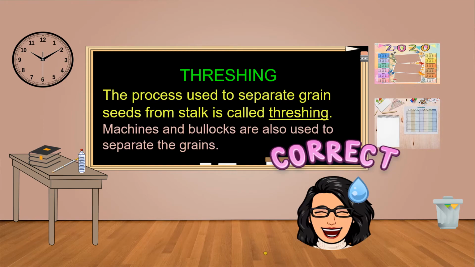Threshing is the process, as I have explained. It's used to separate grain seeds from stalk, and machine and bullocks both can be used.